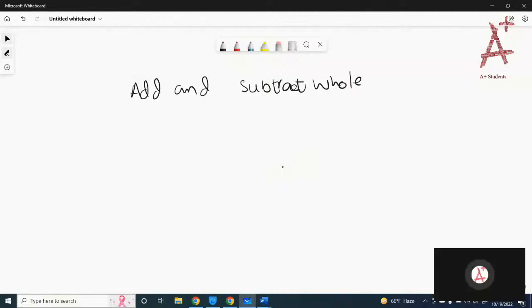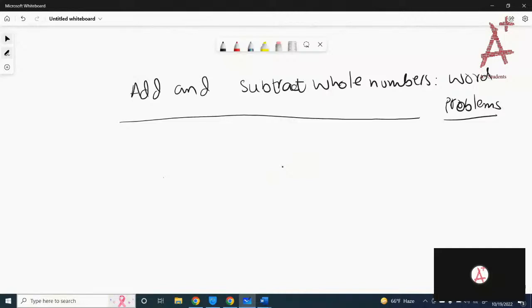Add and subtract whole numbers word problems. Okay, let's start with the lesson that is add and subtract whole numbers word problems.